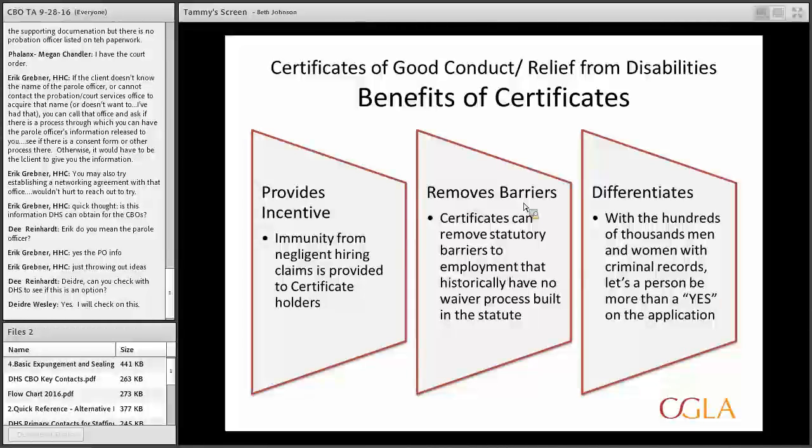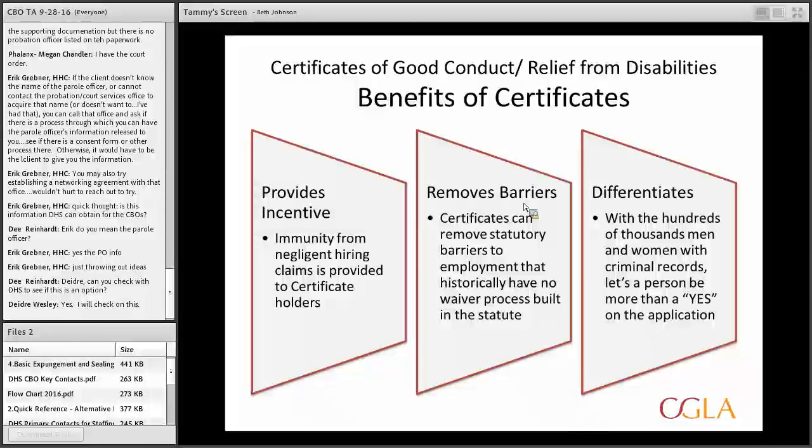What it does is it gives an employer immunity from negligent hiring. It can remove statutory barriers to employment. And instead of just saying, yes, I have a conviction, it's actually a court-ordered proof of rehabilitation. So right now, the Supreme Court is coming up with a statewide form to allow people to file certificates in courthouses much easier than they can right now.